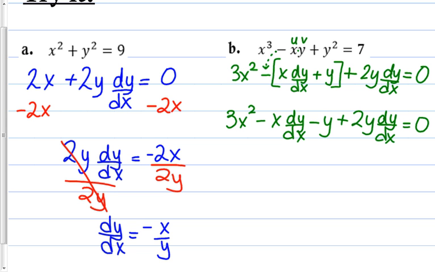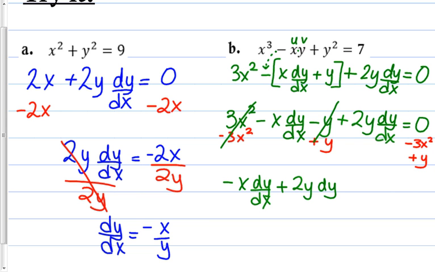Okay, now the next step is to get all the dy/dx's alone and move everything else away. So this would get moved, the 3x squared, and this would get moved, because neither one of them have a dy/dx attached to them. And then I would move them over to the other side. I'm a little limited on space, bear with me. Okay, so bye-bye. So I have negative x dy/dx plus 2y dy/dx, and that equals the stuff that I moved over. So y minus 3x squared.